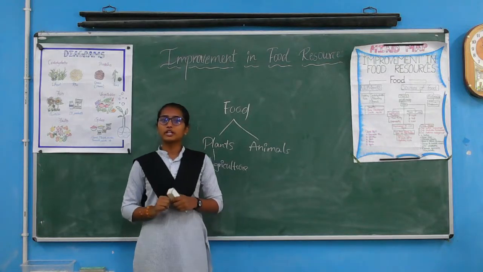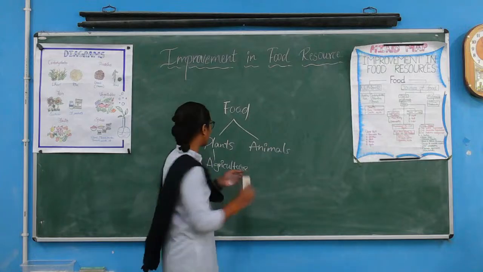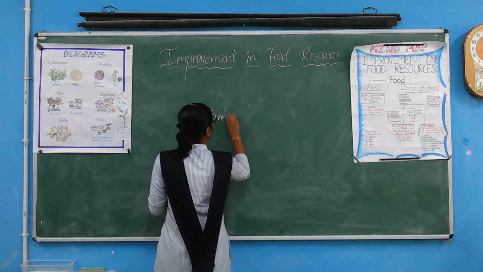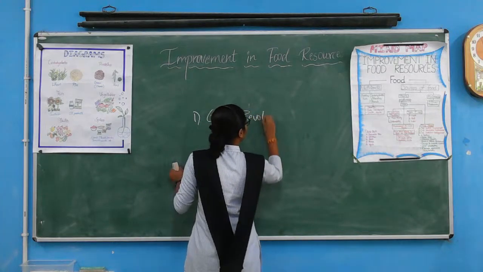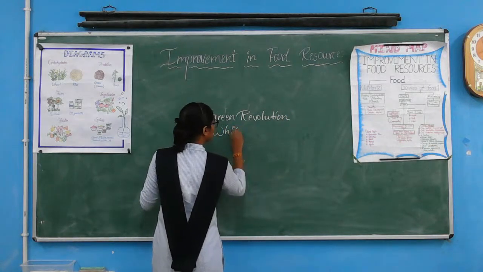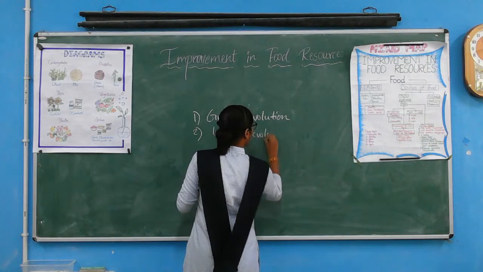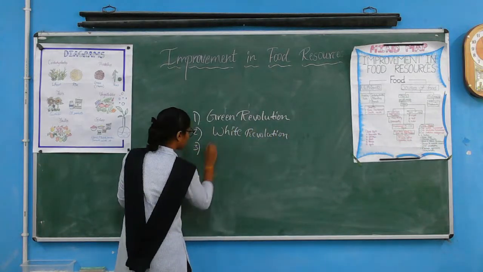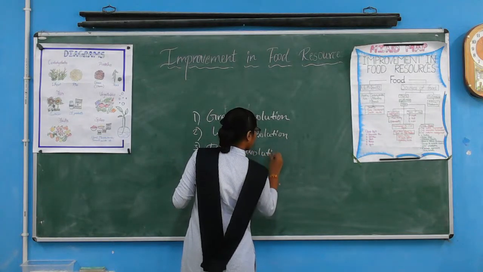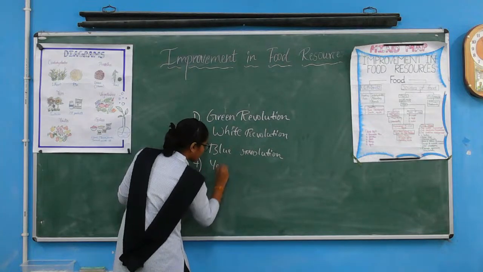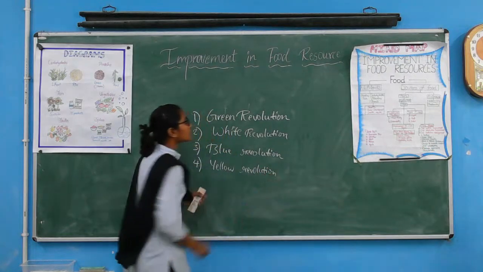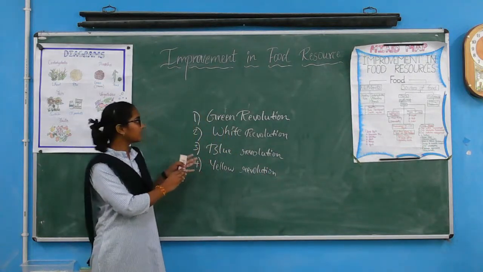Now you have to know about the revolutions which took place in the 1900s. So let us start. These were the 4 main revolutions which took place in our 1900s.